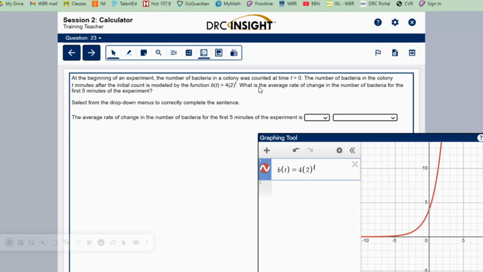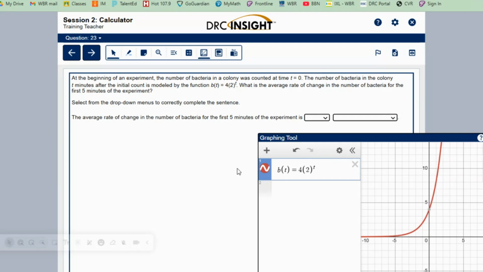When it's asking for the average rate of change, they're talking about the slope. You may want to write yourself a little note under here or just anywhere: rate of change is slope. So the rate of change problems were lines, the rate of increase were those exponential ones, okay?